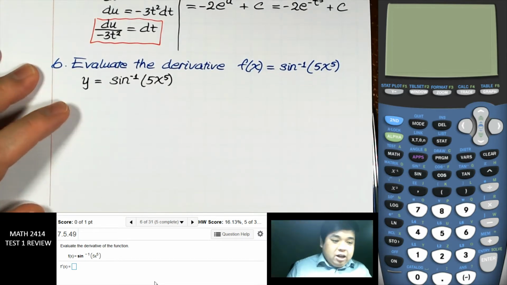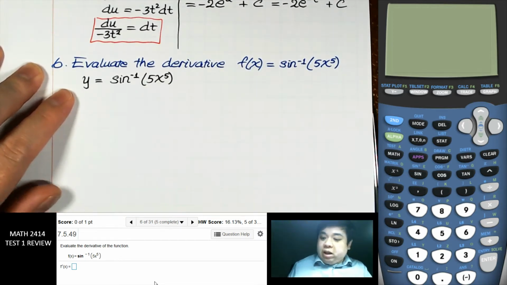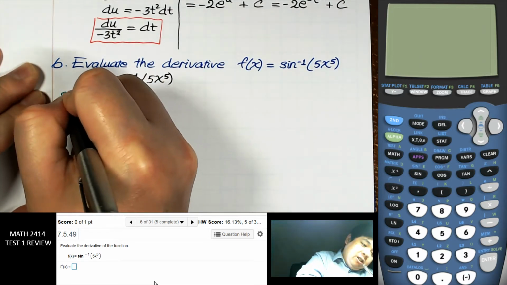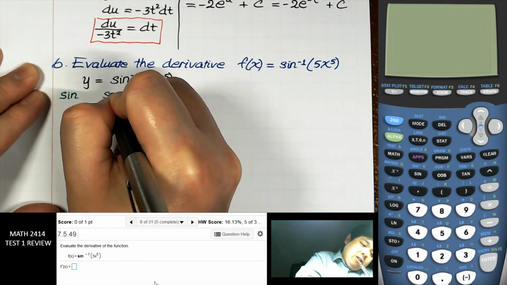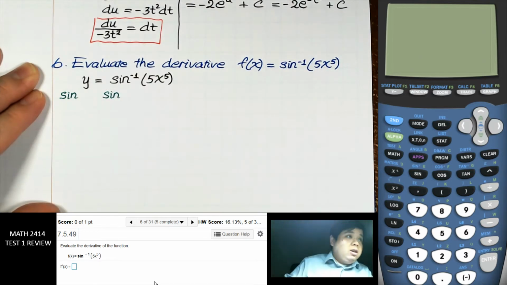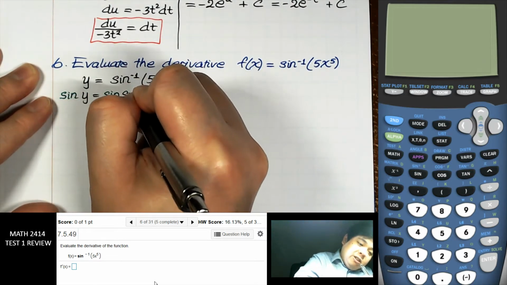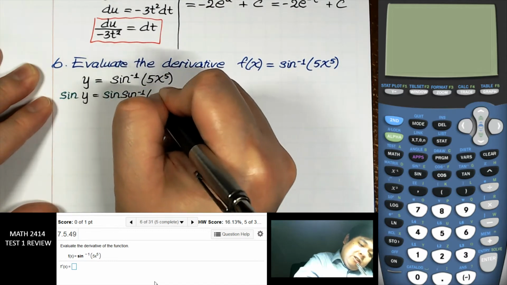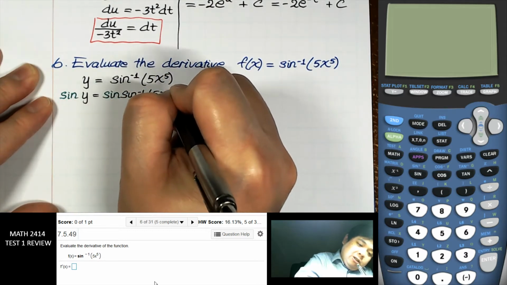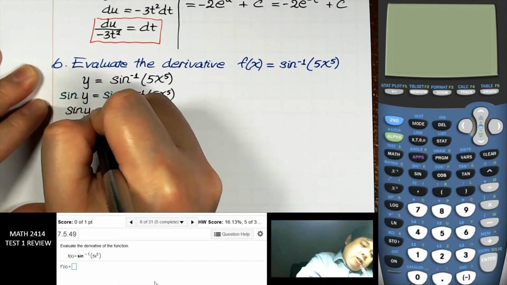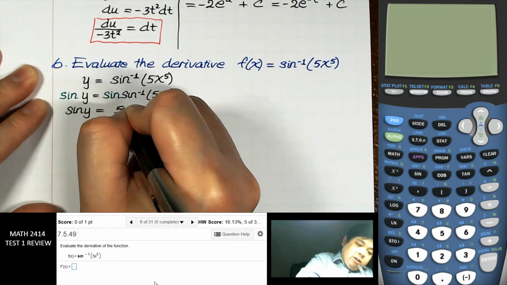So we start with that. I will write y instead of f of x. What we do next is we're going to take sine on both sides, because that will undo the sine inverse. So we have sine of y equal to 5x to the 5th.